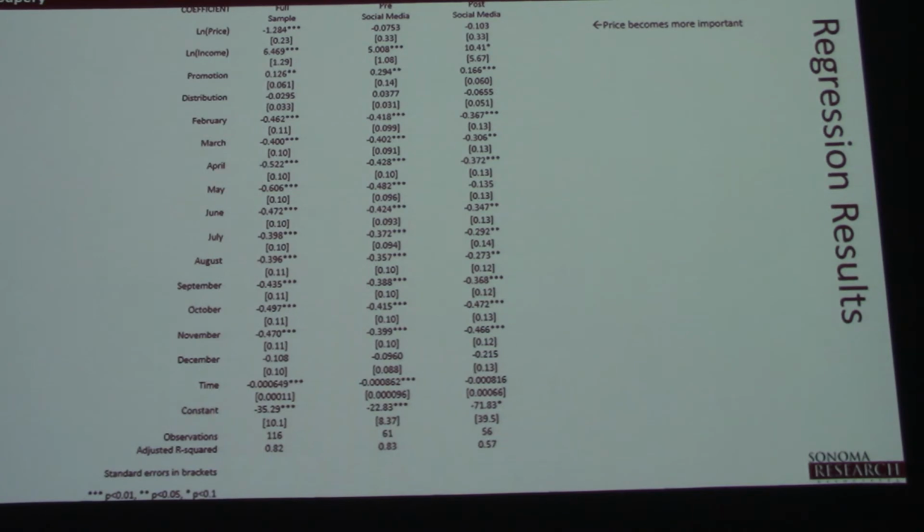But let's look at a couple of things. One is, look at the effective price in the post-social media period. The coefficient's negative, and these are log prices, by the way. Coefficient's negative, but look at the size of it. It's 0.07, and it jumps to 0.10. So price becomes more important after they hired a social media manager. Why? Because they lowered price. Because they used price a lot more aggressively after they hired a social media manager.